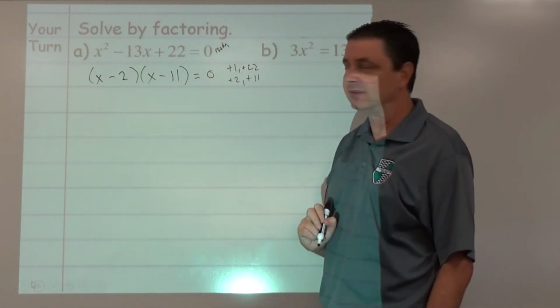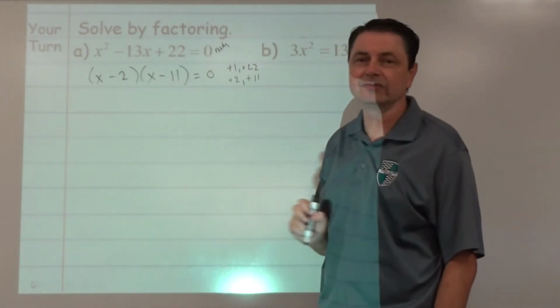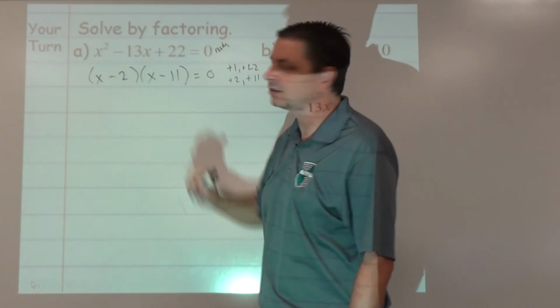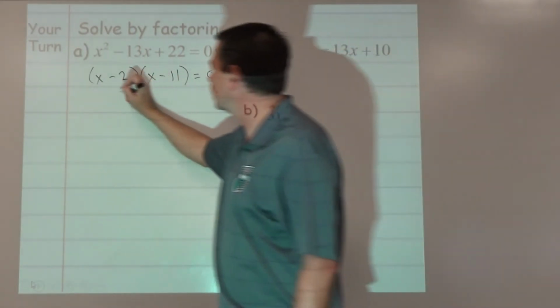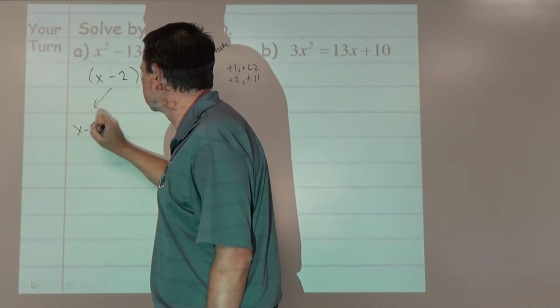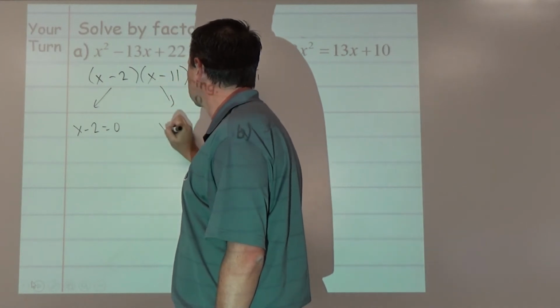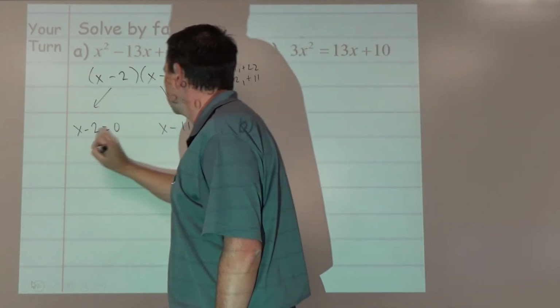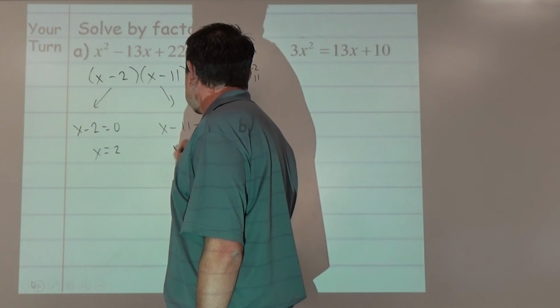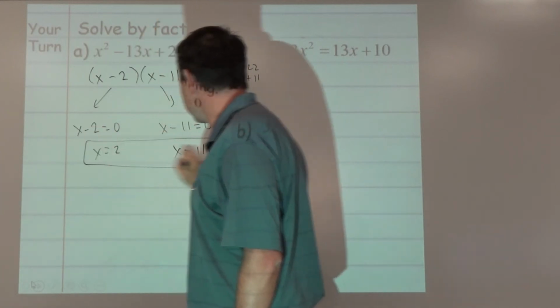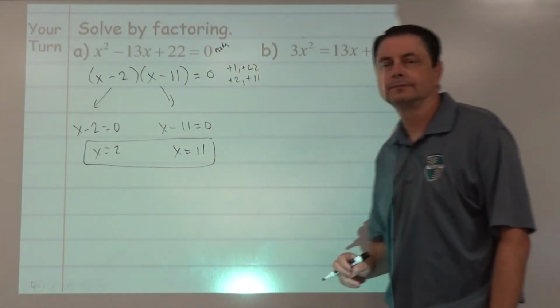Outside, negative 11x. Inside, negative 2x. Makes our negative 13x. We've got our winner. Split. X equals 2. X equals 11. Let's box our answers.